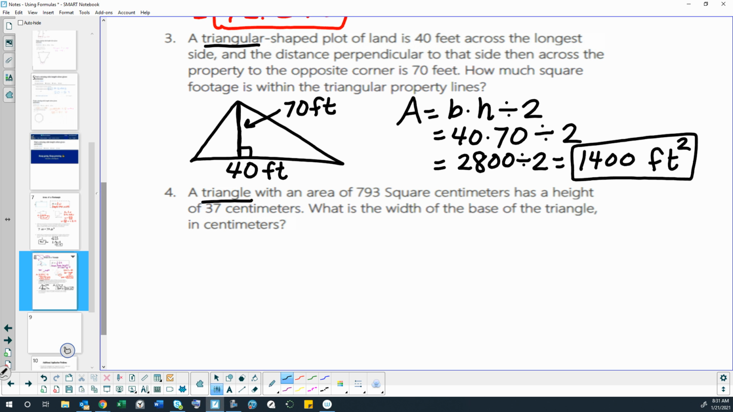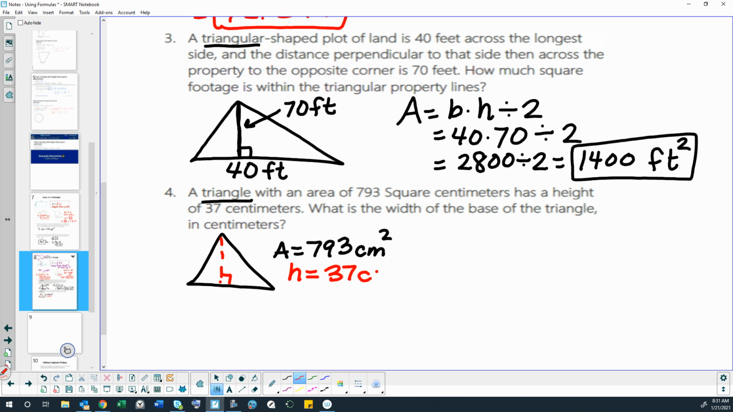So I'm going to draw a picture of a triangle with an area. So we'll say the area is 793 square centimeters. Has a height of 37 centimeters. So in here, the height is 37 centimeters. Okay, we want to find the length of, or the width of the base. So we are solving for the base, right?